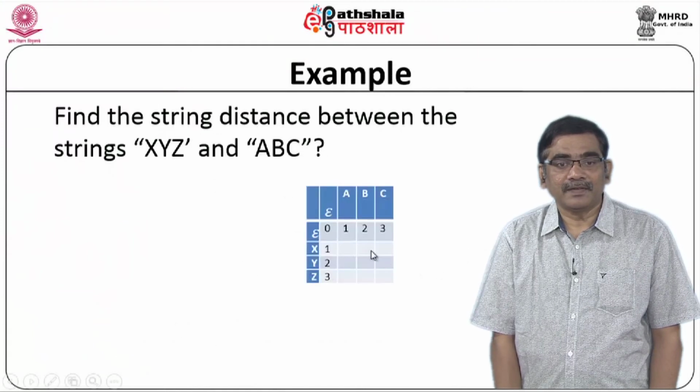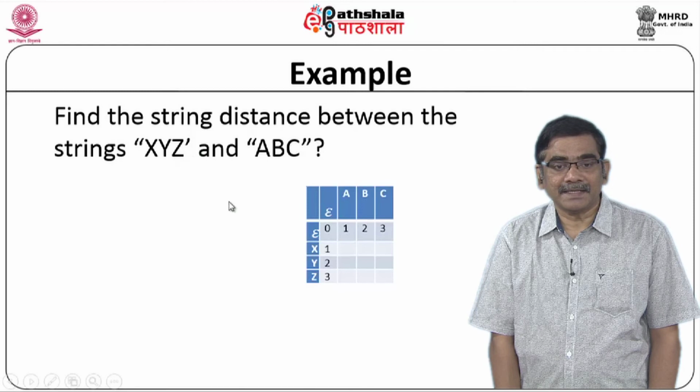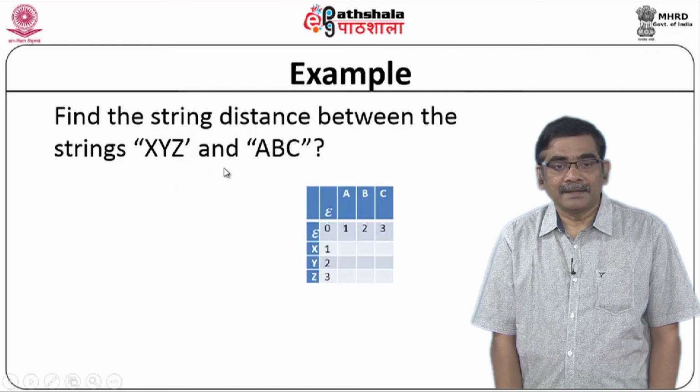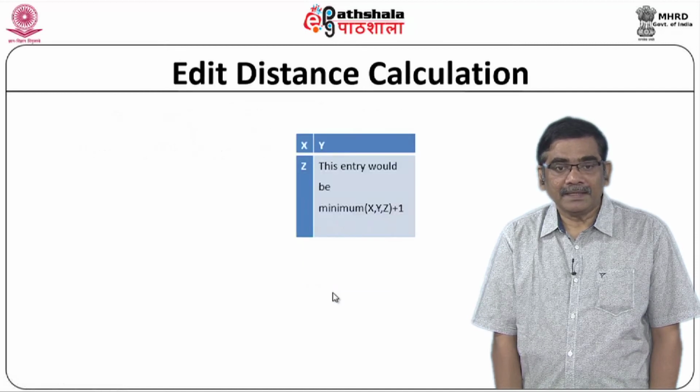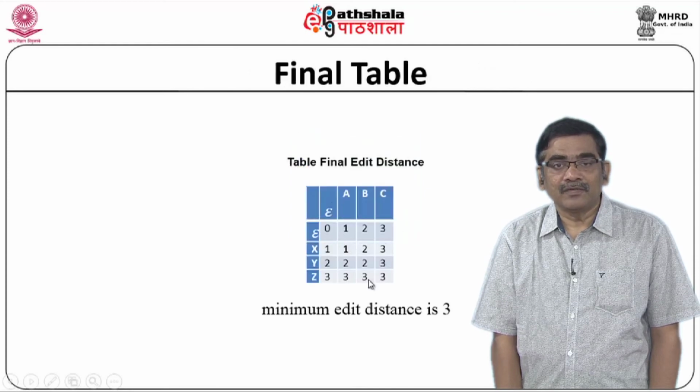So, this is an example. The problem is: what is the string distance between XYZ and ABC? I am putting it like this, then ABC like this. Initially it is null. To transform the null string to ABC, this many operations are required. To transform the null string to XYZ, this many edit operations are required. The remaining entries I can easily find; each is the minimum of the neighbors plus 1. Using that you can start filling the table.